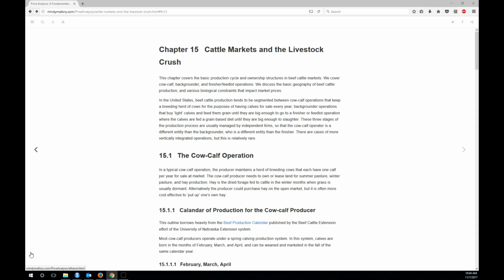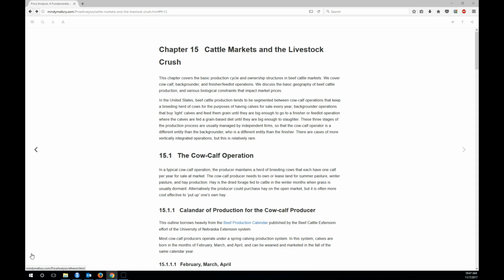As with any commodity, the production cycle is going to be really informative into the kind of things we should be paying attention to when we're trying to do price analysis in cattle markets. So we're going to begin the chapter by talking about a little bit of the basics of how beef cattle production works. So the first stage of the industry is called the cow-calf operators.